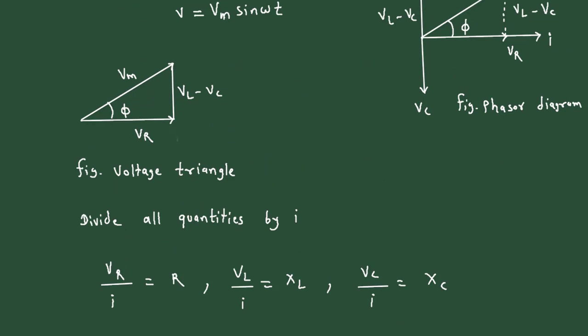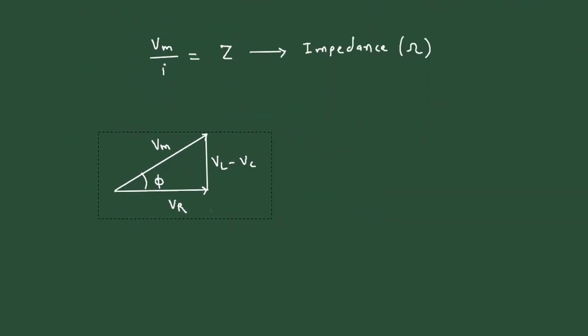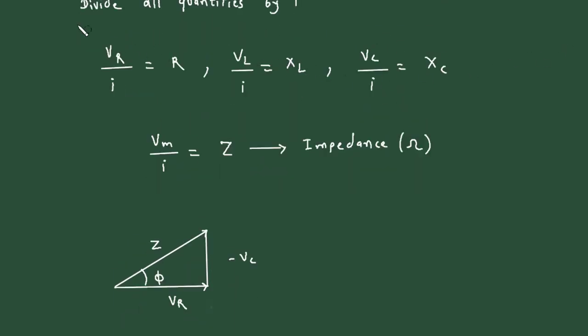Now let's copy this circuit from here. And now we will replace this Vm by Z. So this will be Z. And this VL will be replaced by XL. This VC is replaced by XC. And this VR will be replaced by resistance R.